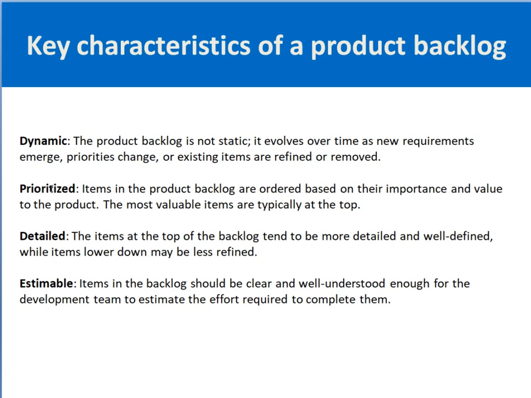Then it is prioritized. Prioritized means that based on the value of the product, the requirement value, and the feedback from the customer, it has been prioritized. Then it must be detailed. Detailed means that the requirement should be properly presented and documented in this document, so the items at the top of the backlog tend to be well defined. Then estimable. That means well understood enough for the development team to estimate the effort required to complete them.